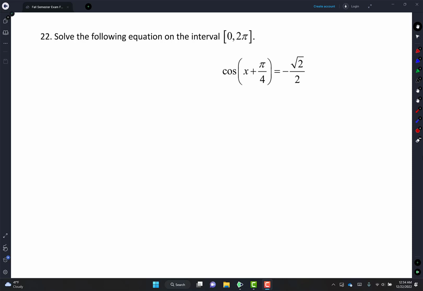Hey guys, so here's a question that I had on my midterm exam. Solve the following equation on the interval 0 to 2π, and I have the expression cosine of (x + π/4) = -√2/2. So let's go right into it.